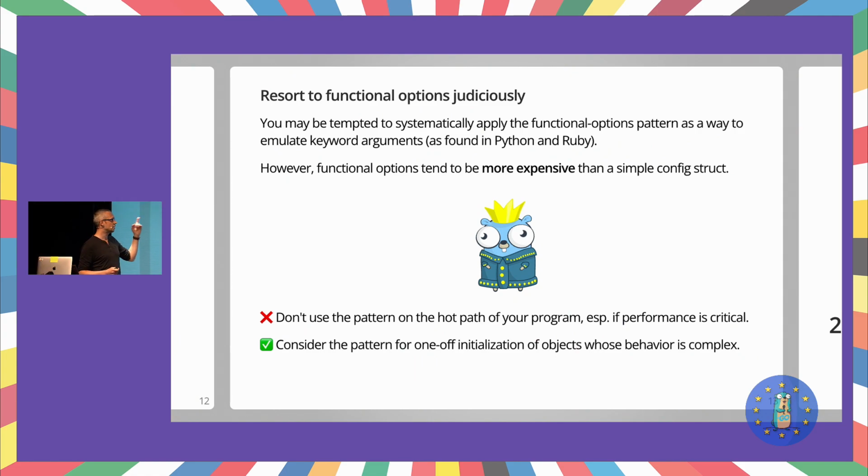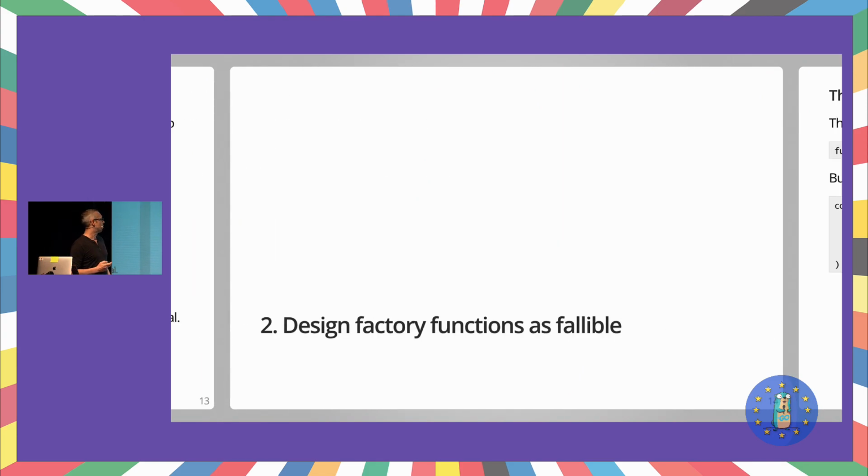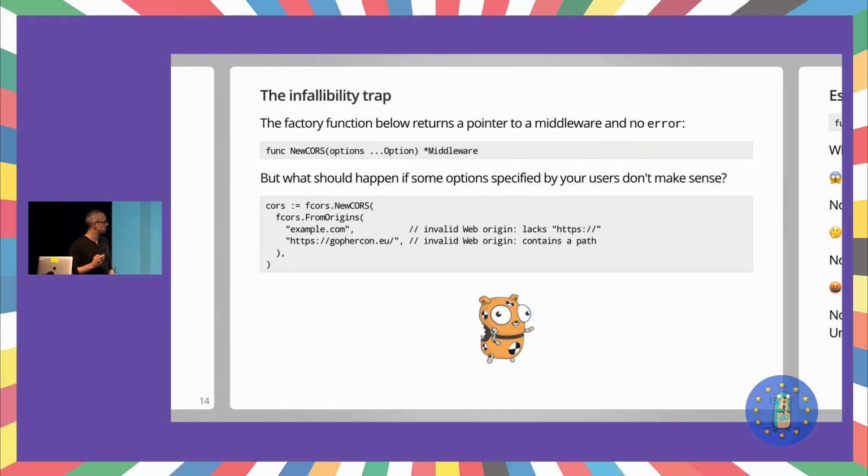In particular, why should you not use functional options all over the place? Well, it tends to be more expensive, both in terms of time and space. So if you call those functional options on the hot path of your program, that might materialize as a performance bottleneck. But I think the pattern really shines when you have to instantiate or configure complex behavior-driven objects. And I think an HTTP middleware is a perfect example. Okay? All right. Design factory functions as fallible.